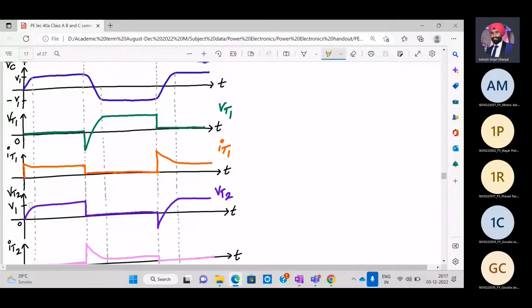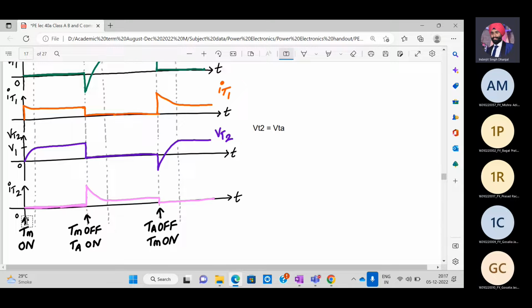And then across the second SCR, here I've written VT1. So VT1 is nothing but VTM, and VT2 is nothing but VTA, okay, auxiliary SCR.